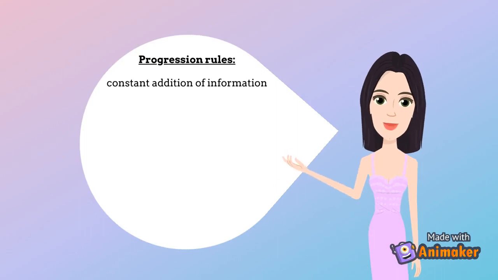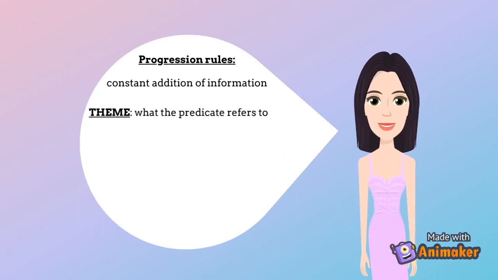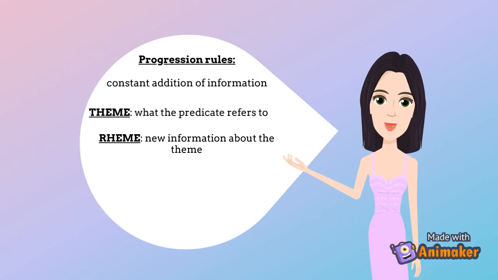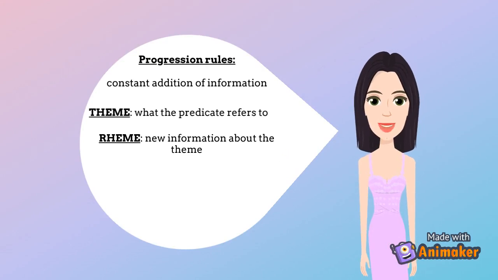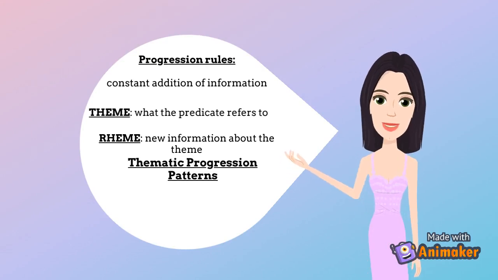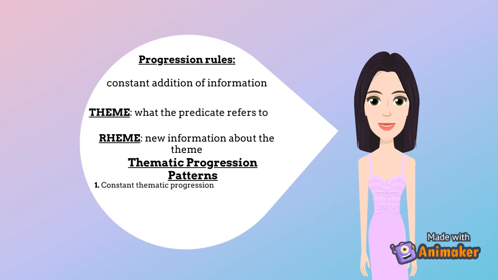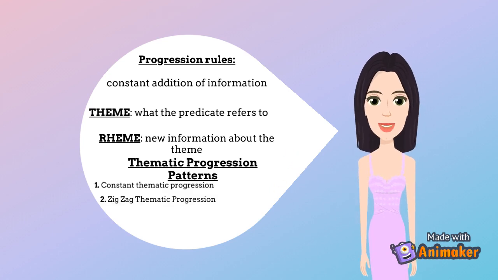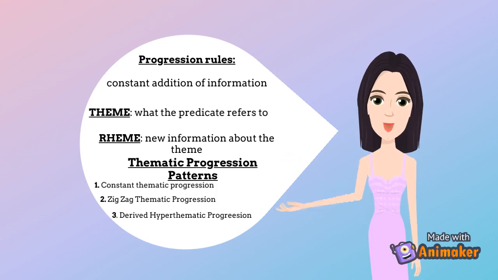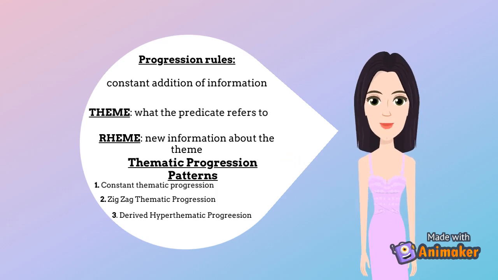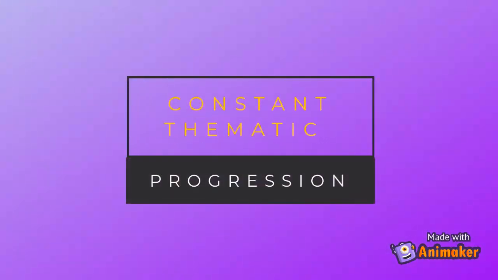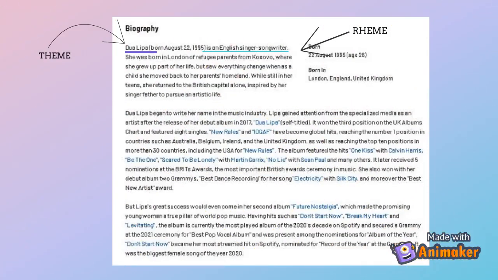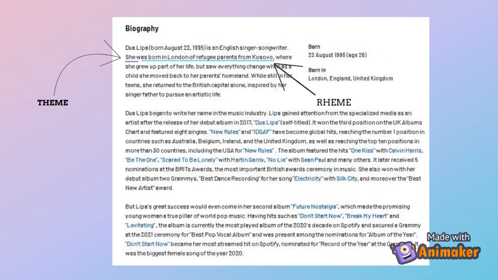As mentioned above, new information is always added throughout the text, and the progression rules refer to this. In this way, we find sentences that repeat some information about the theme, which can be associated with the subject, but also new information is added, which is expressed as the rheme, and can be associated with the predicate. In our example, the most recurrent progression pattern is the constant thematic progression. We can see this in these paragraphs.